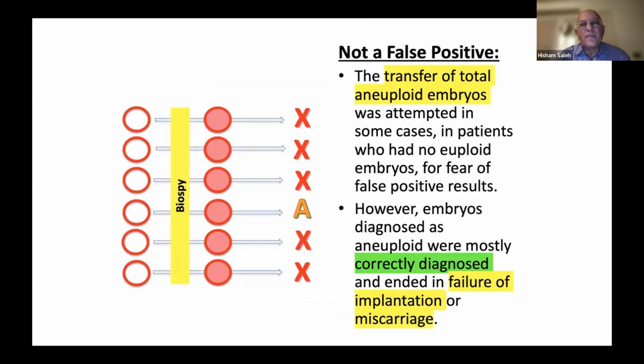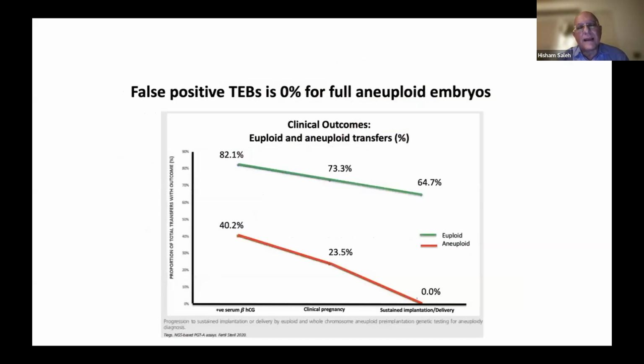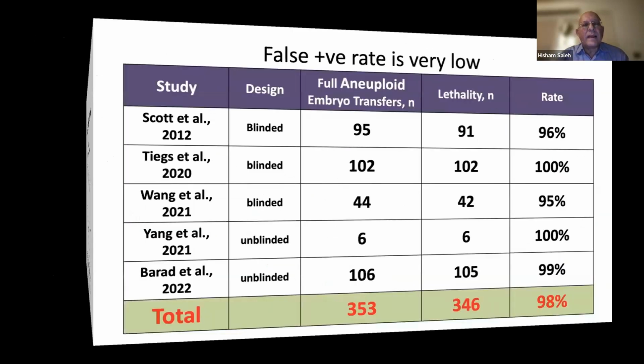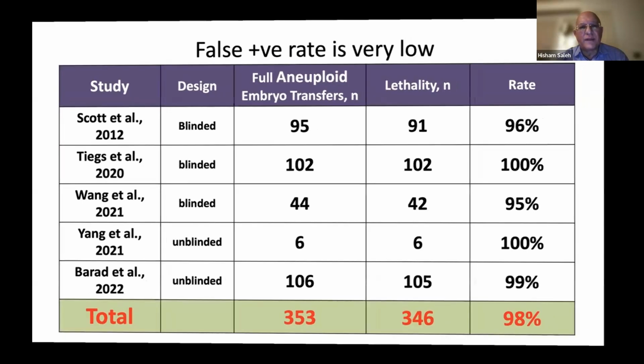Actually, clinicians became very worried when mosaic embryos ended in live births, and they started transferring totally aneuploid embryos. Unfortunately, this ended in failure of implantation or miscarriage. And it was not until a very well done non-selection study that showed undoubtedly that aneuploid embryo transfer will eventually end in miscarriage or failure of implantation. And all the publications reporting transfer of fully aneuploid embryos have shown that this ends in failure of implantation, with only a 2% false positive rate.